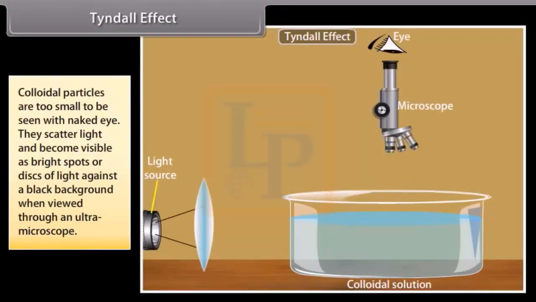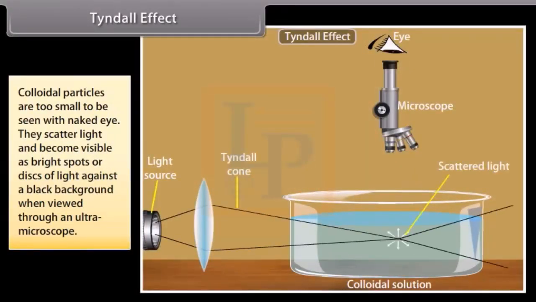Colloidal particles are too small to be seen with the naked eye. They scatter light and become visible as bright spots or discs of light against a black background when viewed through an ultramicroscope.